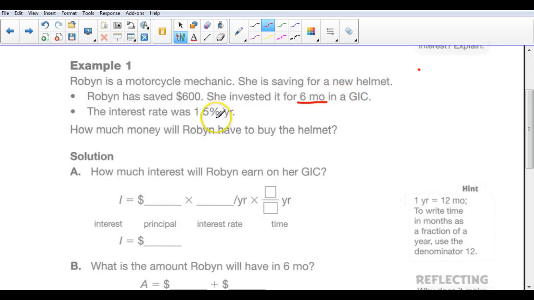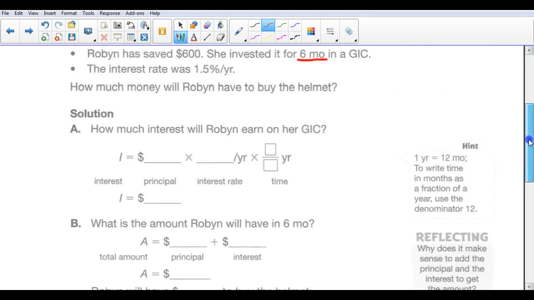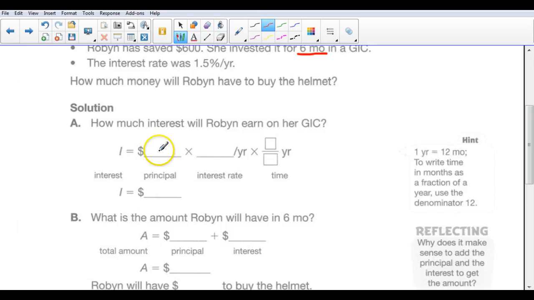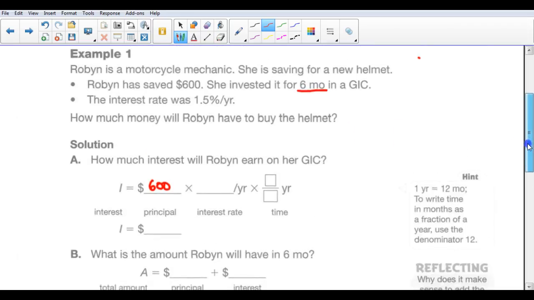The interest rate was 1.5% per year. So how much money will Robin have to buy the helmet? Now remember, she's only investing it for 6 months. So how much interest will Robin earn on her GIC? Well, the interest is going to be how much money she started out with, and it says she started out with $600. Yep, $600.